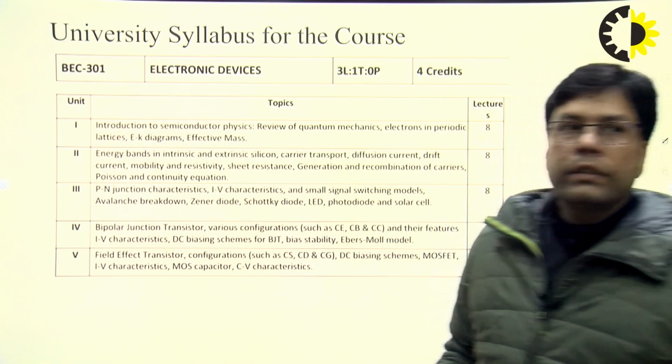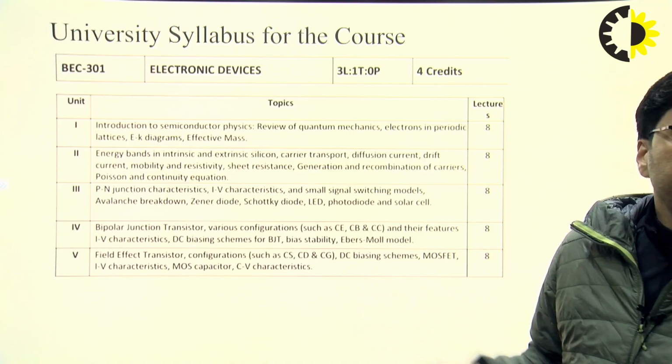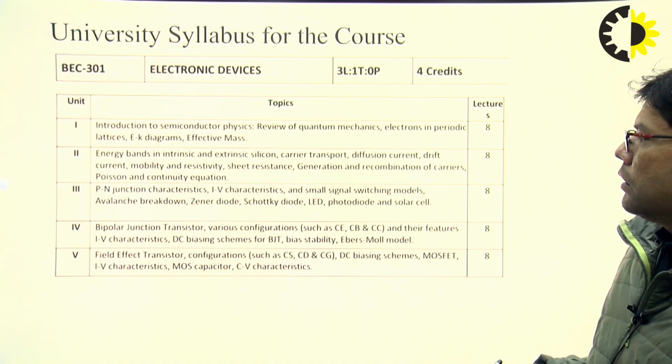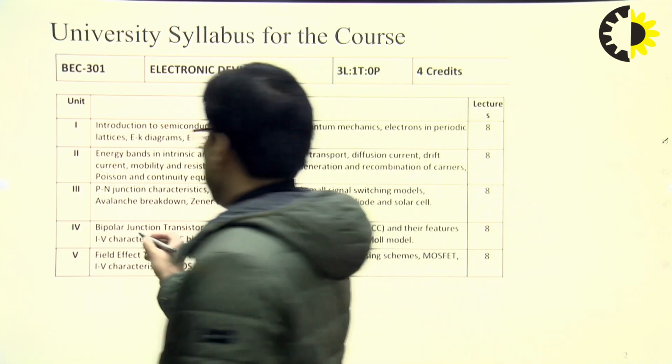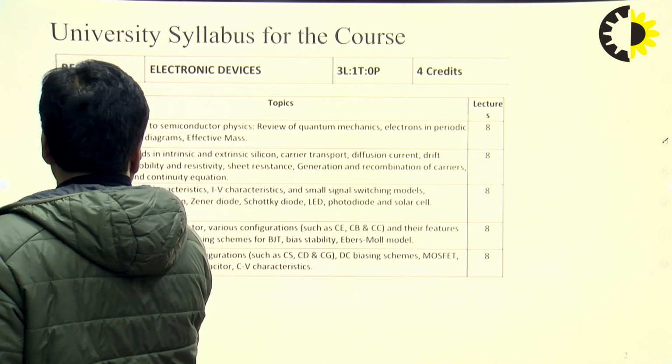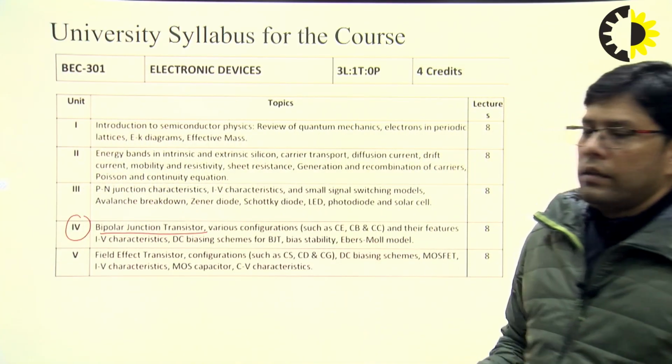So this is a university syllabus which is divided into 5 units. This topic lies in unit number 4, as you can see here, bipolar junction transistor. So I will be covering this topic in this lecture.